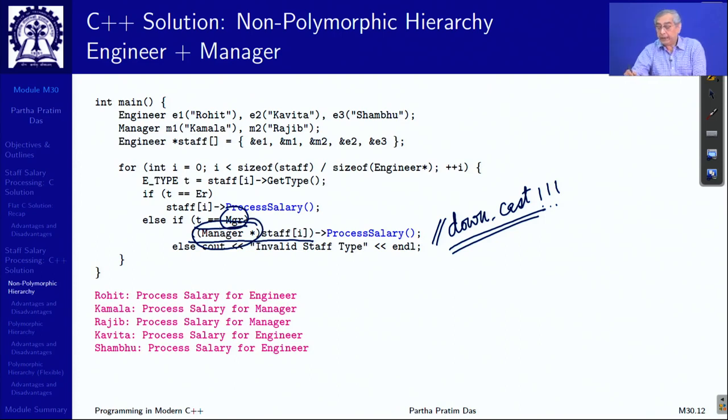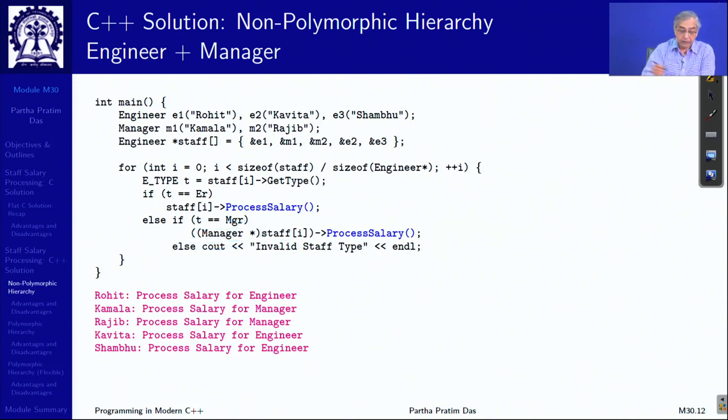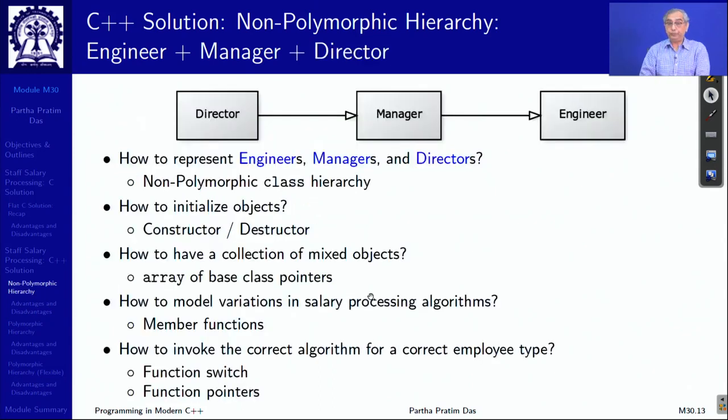Now, the pointer after casting is a manager type pointer. So, if I invoke, it will invoke the process salary of the manager class. Right. So, it would be fine, otherwise I do invalid. So, I made a substantial change, and you can see there are a lot of things that have got simplified, structured, organized, but there is still a lot to go.